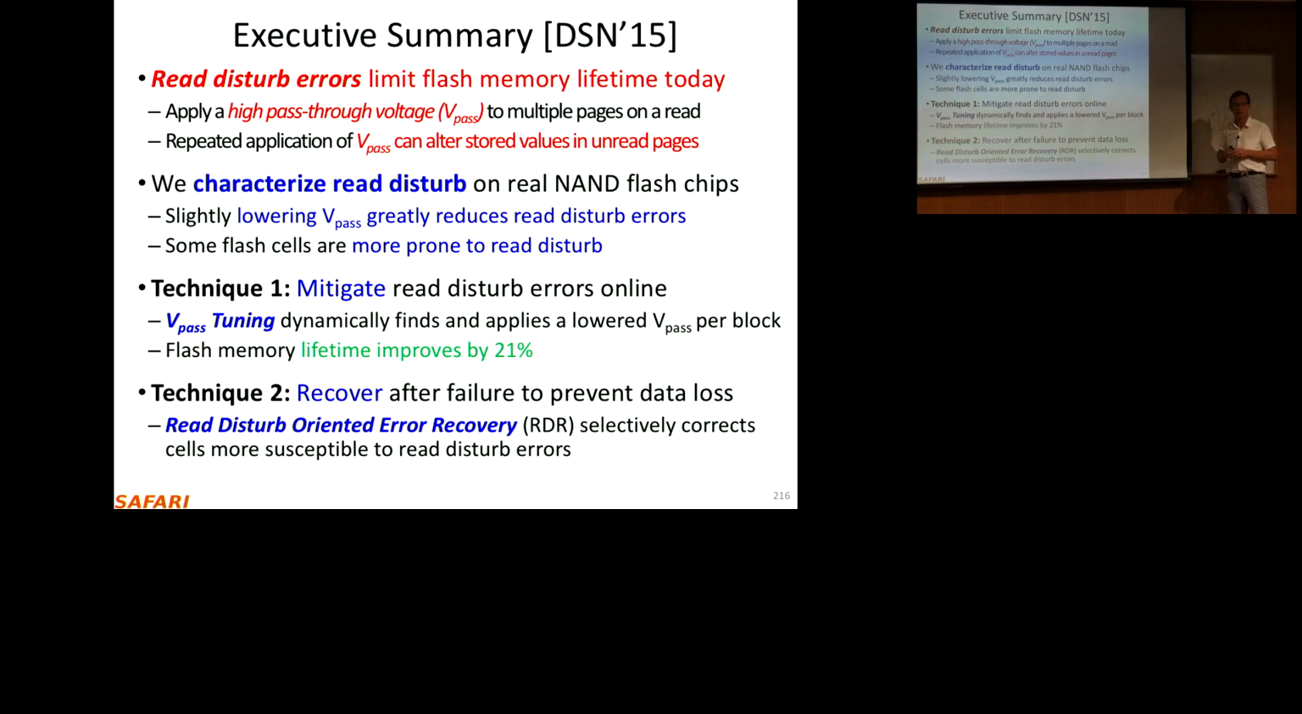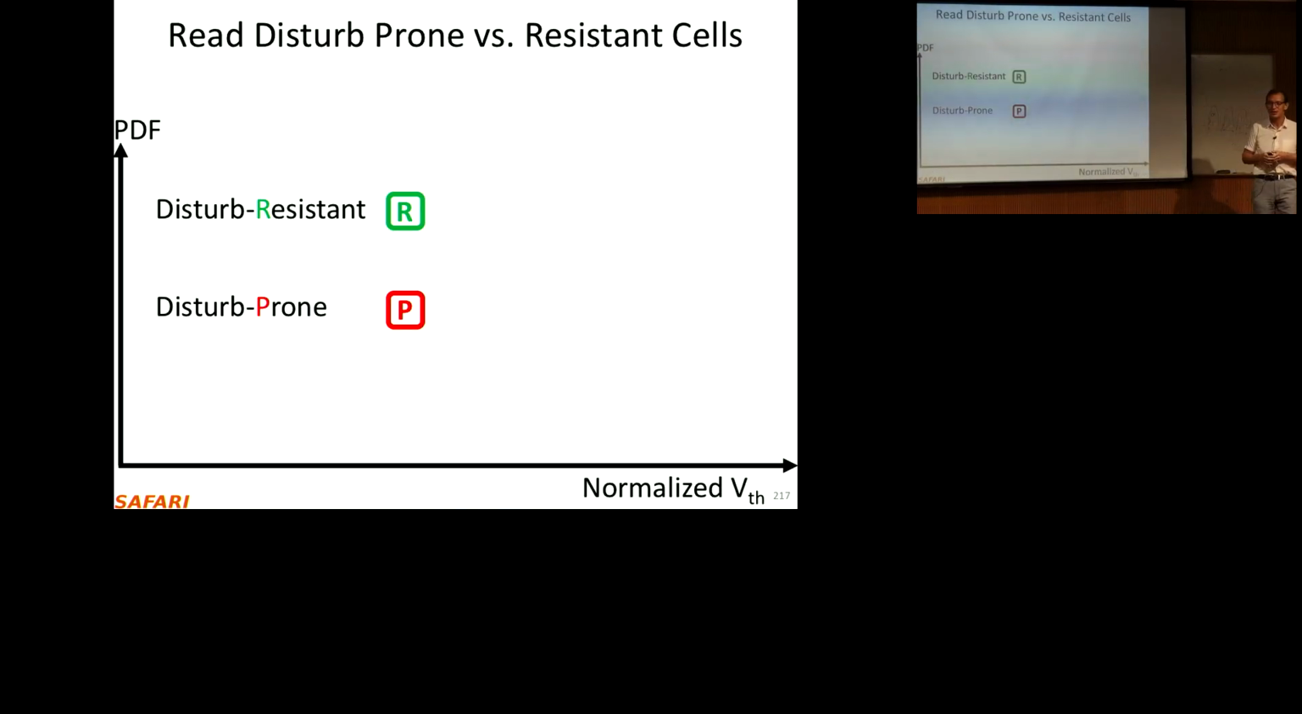We call this read disturb oriented error recovery. You selectively correct cells more susceptible to read disturb errors. I like these probabilistic mechanisms, so I'm going to talk about the second technique a little bit. This reduced the raw bit error rate by up to 36% according to our results. So what's the idea? This is the same distribution that I drew over here, the normalized VTH probability distribution function. There are some cells that are resistant to read disturb. There are some cells that are prone to read disturb.